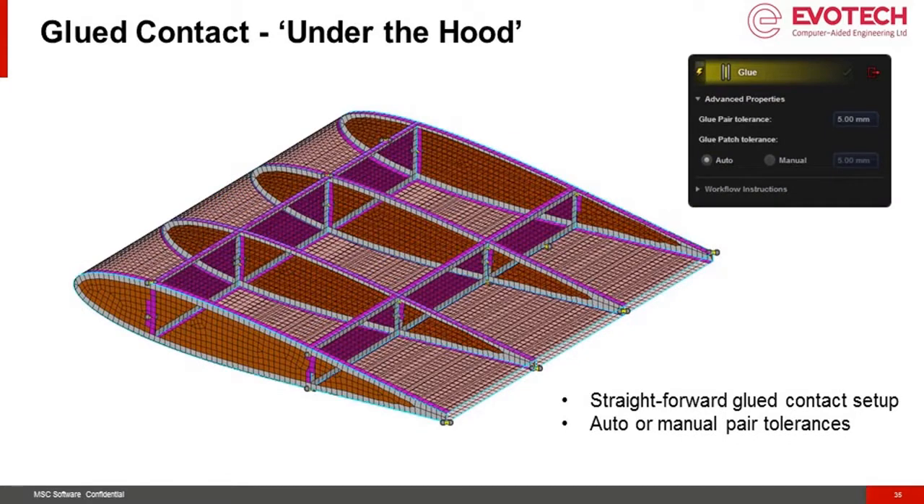So just to recap how glue contact works effectively under the hood. A very straightforward way to set up the glue contact for dissimilar meshes. We can control, edit and view the contact pairs as required, based on a series of auto or manually defined pair tolerances, which are available through the form definition.